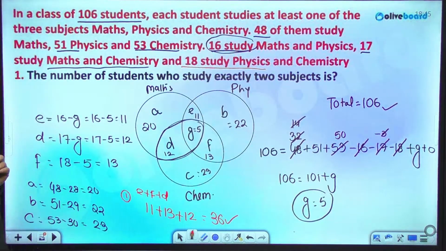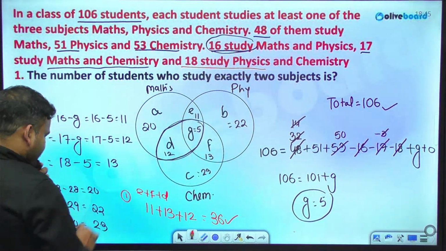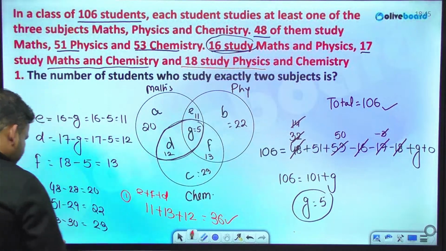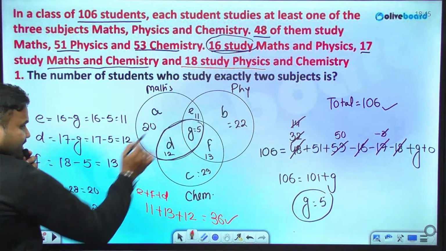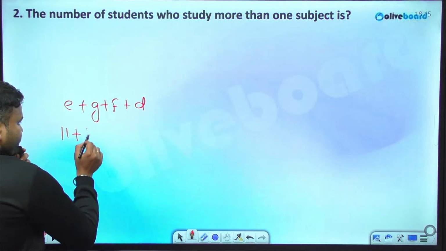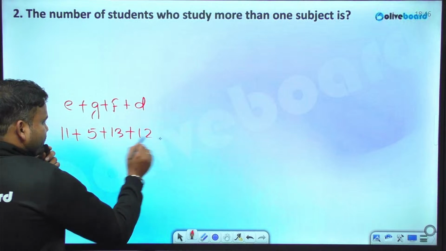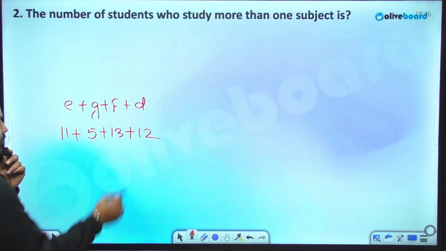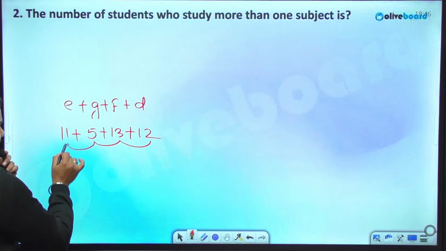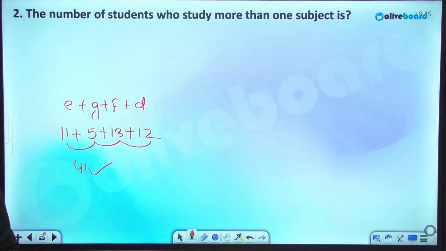What you have counted is more than one subject. So E is studying 2 subjects, E, G, F, D. What is the value of E, G, F, D? E is 11, G is 5, this is 13 and this is 12. So the answer will be this value. 12 and 13 is 25, 25 plus 5 is 30, 30 plus 11 is 41. So 41 will be your answer.